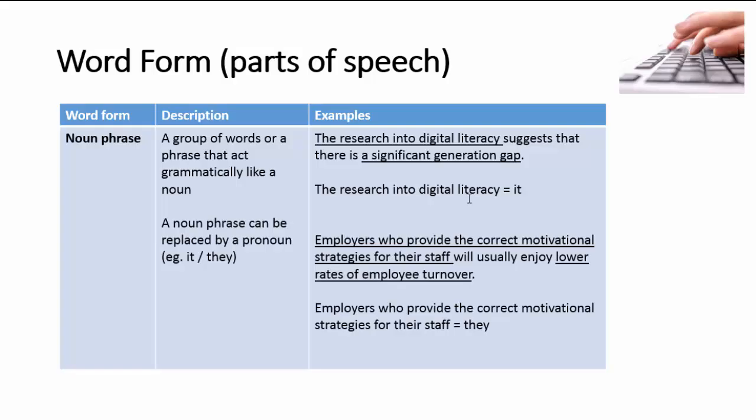Let's have a look at another example. Employers who provide the correct motivational strategies for their staff will usually enjoy lower rates of employee turnover. So we can say that that first part of the sentence is a noun phrase. Employers who provide, etc. That's just they. They will usually enjoy lower rates of employee turnover. So we know there that grammatically speaking, that phrase is acting as a noun.